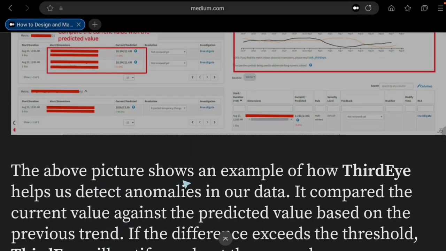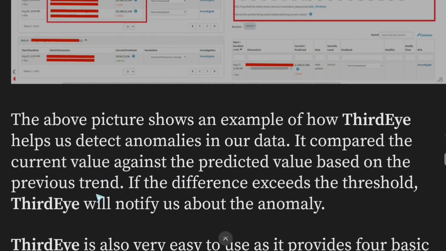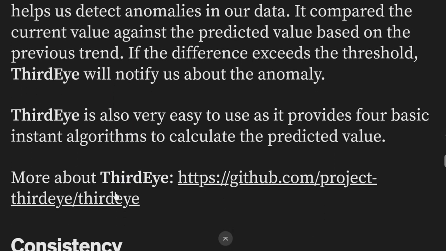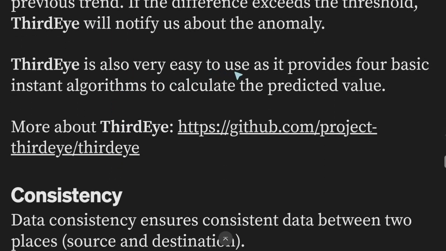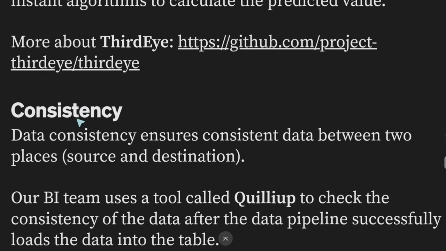The above picture shows us an example of how Third Eye helps us detect anomalies in our data. It compared the current value against the predicted value based on the previous trend. If the difference exceeded the threshold, Third Eye will notify us about the anomaly. Third Eye is also very easy as it provides 4 basic instant algorithms to calculate the predicted value. More about Third Eye, GitHub, Third Eye.